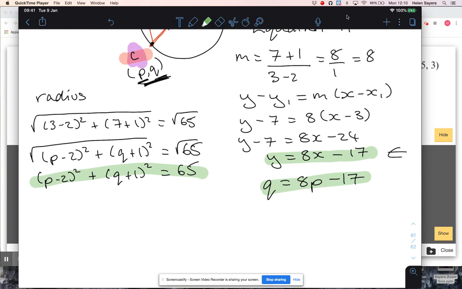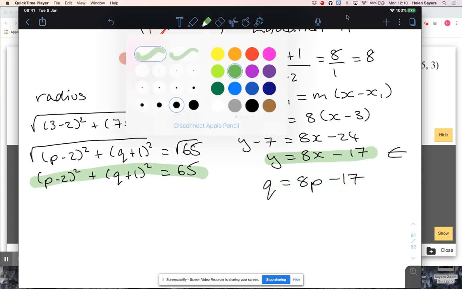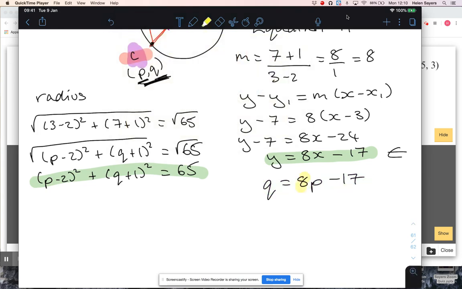By far and away the easiest way to go is going to be to substitute that in for Q. So we're going to end up with a quadratic in P that I'll then be able to solve. And this is the hard bit. Once we've got P and Q, finding the area of the triangle is really straightforward. Right, so let's write it out clearly before I start expanding.